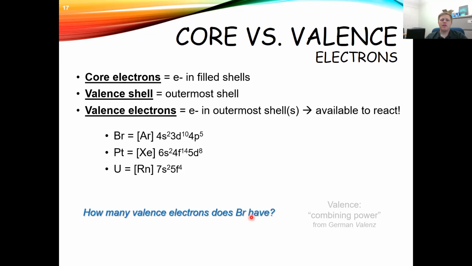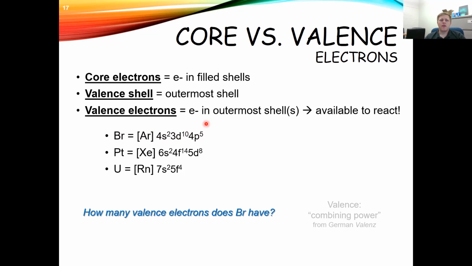So if I ask, how many valence electrons does bromine have? To figure this out, I'm going to need to write out its electron configuration. And it's perfectly fine to do this with the noble gas abbreviation here. So bromine has an electron configuration of argon plus 4s2, 3d10, and 4p5. So how do we tell which one is unfilled? Well, 4p, that subshell can actually hold 6 electrons, but it's only got 5. That means that the 4p subshell is not full, so those are valence electrons.